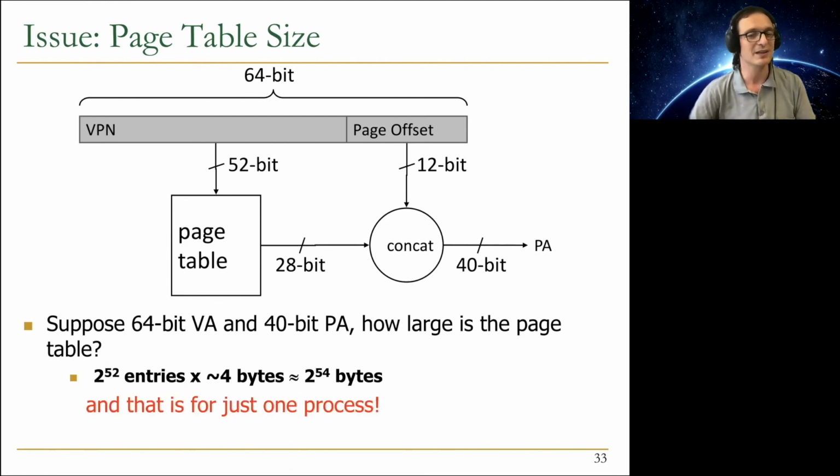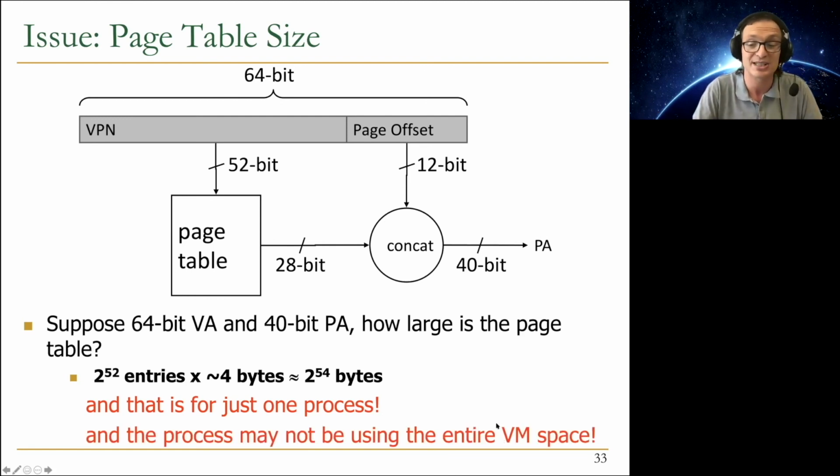You don't want this to be in physical memory because this is larger than your physical memory, right? We just said that your physical memory is 40 bits, 2 to the 40 entries. You cannot store a 2 to the 54 byte page table in it. This doesn't make sense. And this is just for one process. What if you have hundreds of processes? Now it's impossible to have the entire page table in physical memory. We're going to tackle this issue tomorrow. Also, the process may not be using the entire virtual memory address space. This is going to be important and interesting as we talk tomorrow.